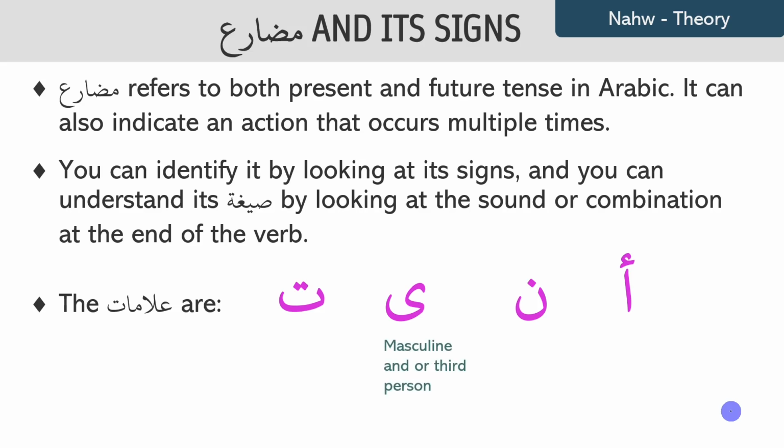The ya is a sign of the third person and/or masculine. The ta is a sign of feminine and/or second person. The noon is used for we, and the hamza is used for I. Some people remember the alamat of mudari' with the name Anita. Now we'll see how this combination forms the mudari' verb.